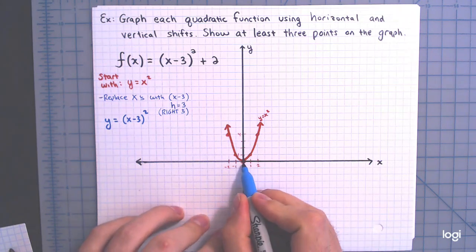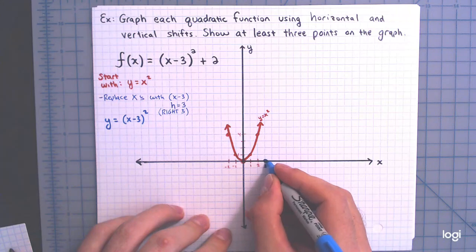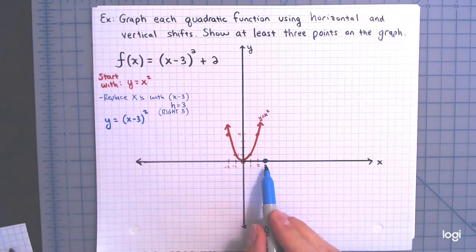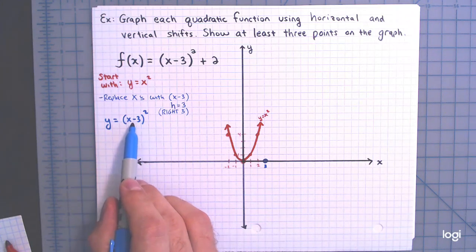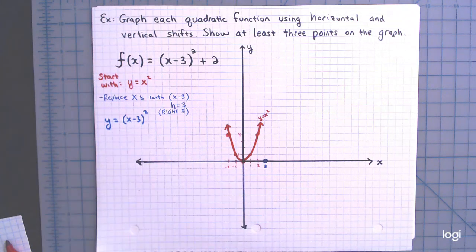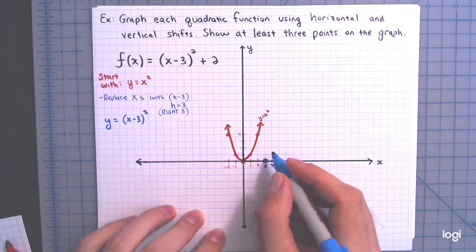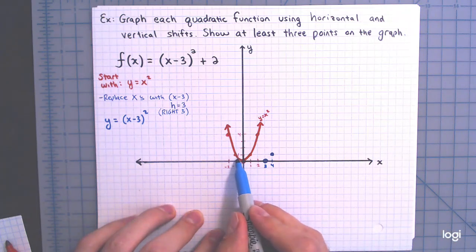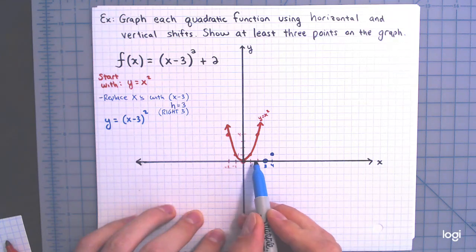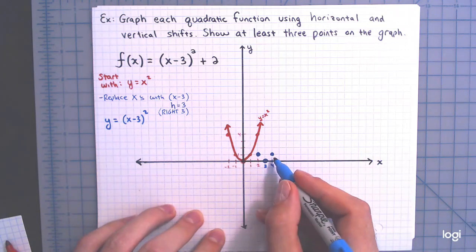So if I move this 0, 0 to the right 3, that's at 3, 0. That point will be on the graph, and you can double check. When x is 3, is y 0? Yeah. 3 minus 3 is 0. 0 squared is 0. Yeah. 1, 1 would move to the right 3 to be at 4, 1. Negative 1, 1 would move to the right 3. Again, I'm just adding 3 to the x coordinate. So negative 1 plus 3 would be 2. So 2, 1.